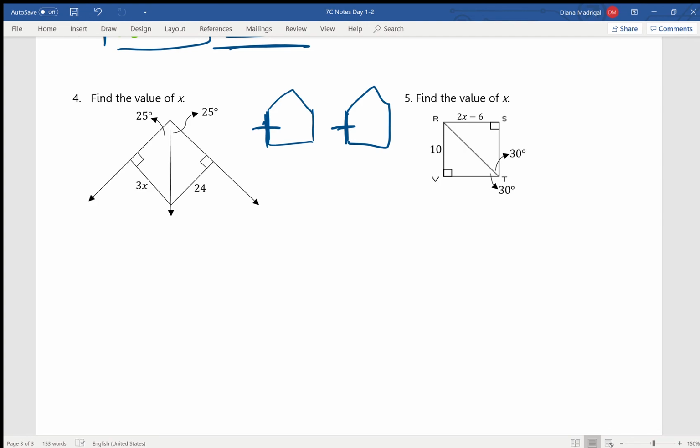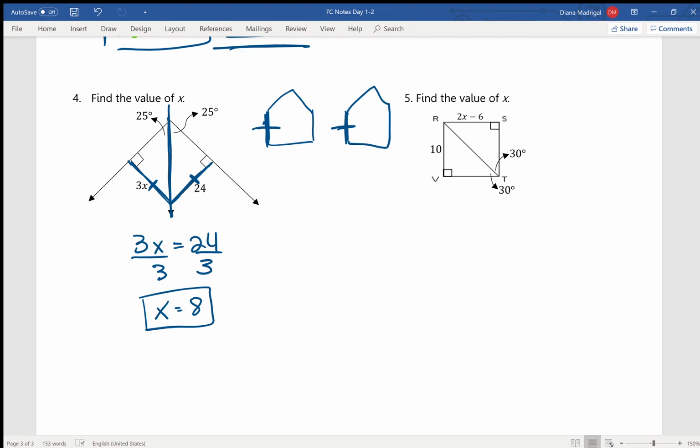You need to figure out where x is. Well, x is this one. Because we have this bisecting line cutting in half, I know that this has to be the same thing. So all I have to do is 3x equals 24, divide by 3 to get x. So 24 divided by 3 should give me 8, so x equals 8. That's pretty much it. Easy peasy.